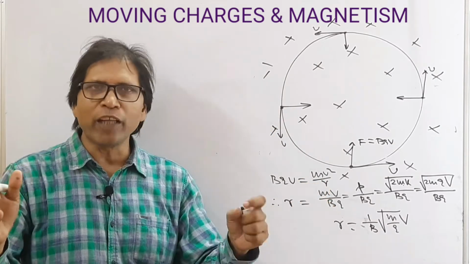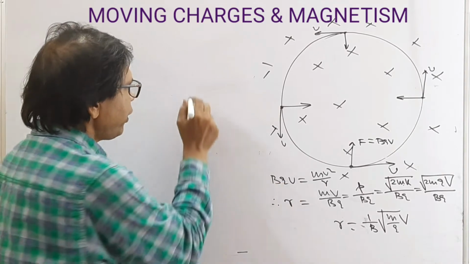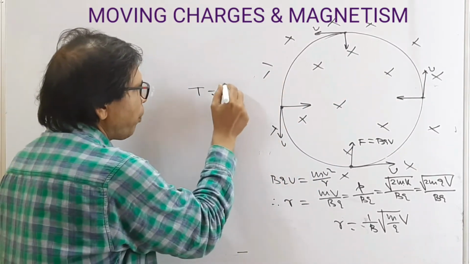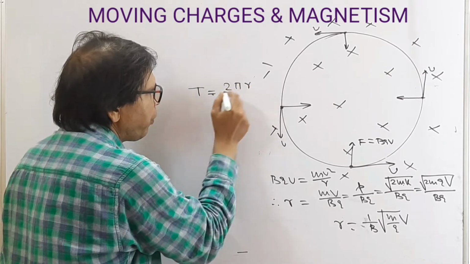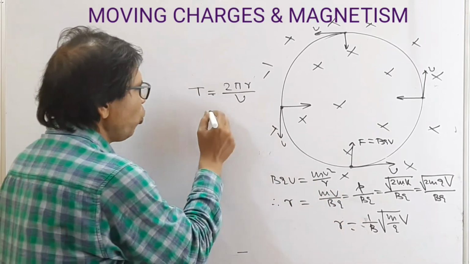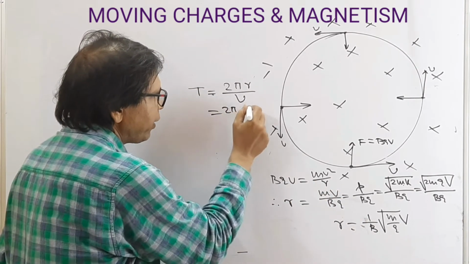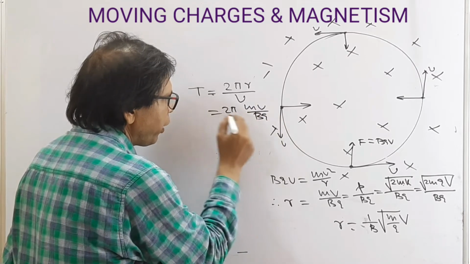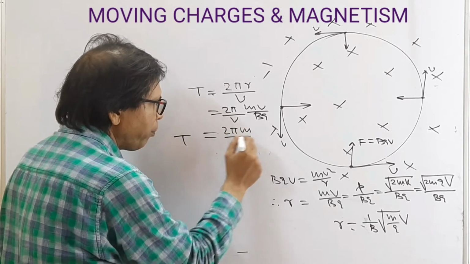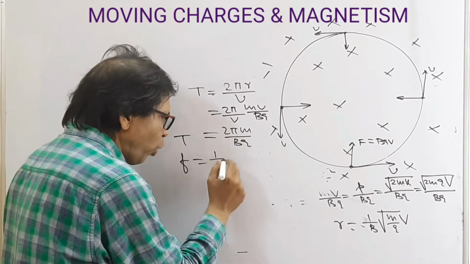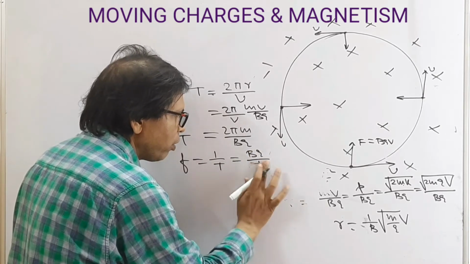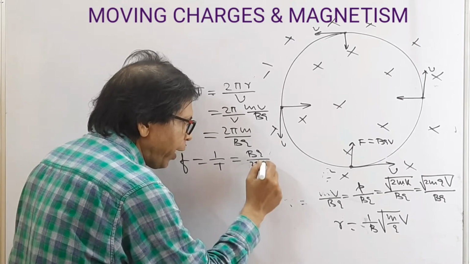This formula is very important to solve numericals relating to motion of a charged particle in a normal magnetic field. Okay. Now the period of revolution T equal to total path divided by speed. So total path is 2 pi R divided by speed v. Now R equals mv by bq. So this is 2 pi and this is mv by bq divided by v. So T equal to 2 pi m by bq. Now frequency f equal to 1 by T equal to bq by 2 pi m.